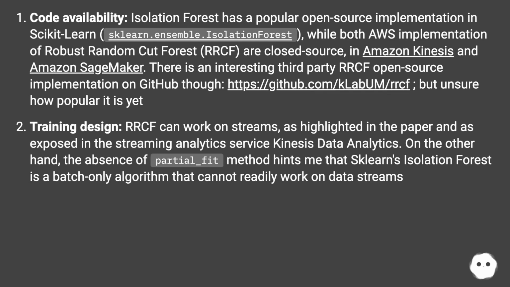yet. Training design. RRCF can work on streams, as highlighted in the paper and as exposed in the streaming analytics service Kinesis Data Analytics. On the other hand, the absence of a partial_fit method hints to me that Scikit-learn's isolation forest is a batch-only algorithm that cannot readily work on data streams.